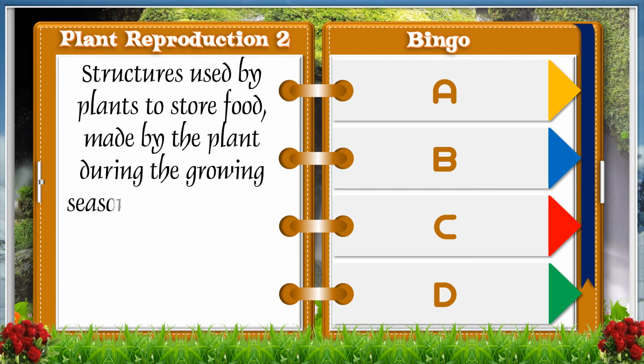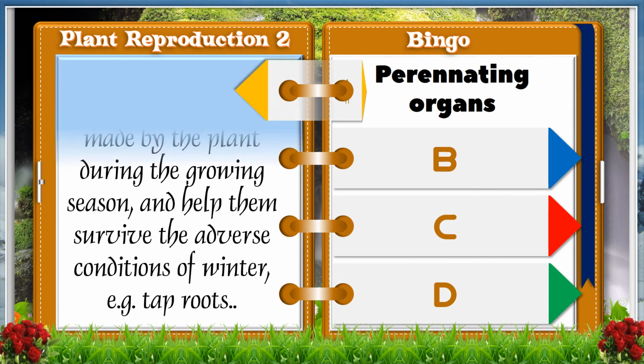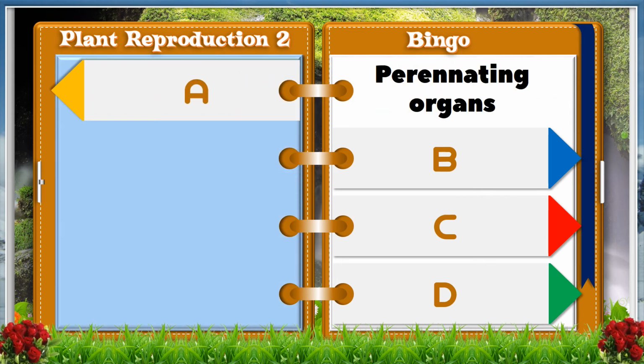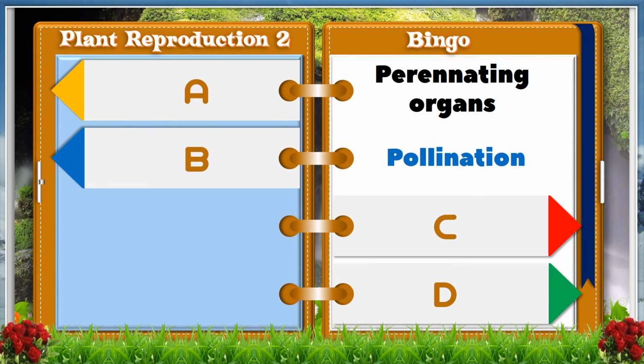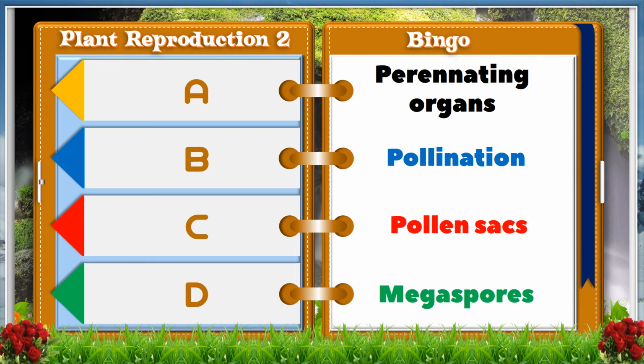Structures used by plants to store food made by the plant during the growing season and help them survive the adverse conditions of winter. For example, taproots. A. Pollinating organs. B. Pollination. C. Pollen sac. D. Megaspores. And the answer is A. Pollinating organs.